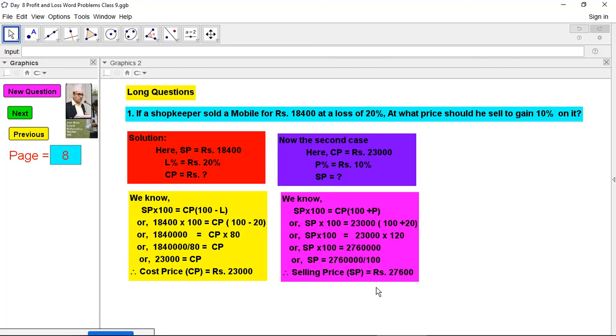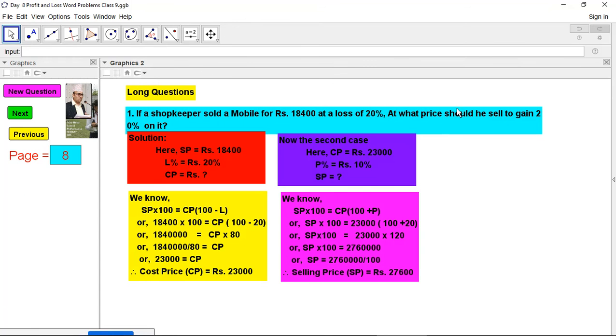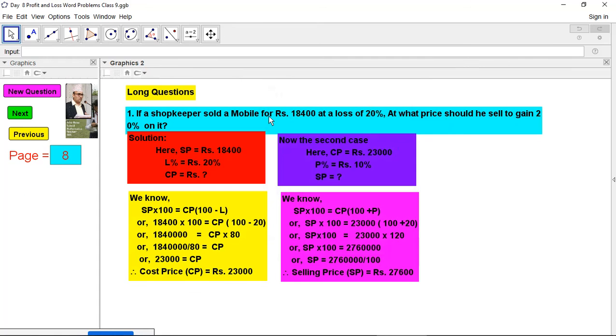What happened, dear students? What is your answer? Is this the correct solution or not? Let me check once. I got 27,600. Yes. Can you find one wrong thing in the question and solution? Yes. In the question, I have given 10%. Let me check this. I should make this 20%. If it is 10%, I think your answer will be correct.